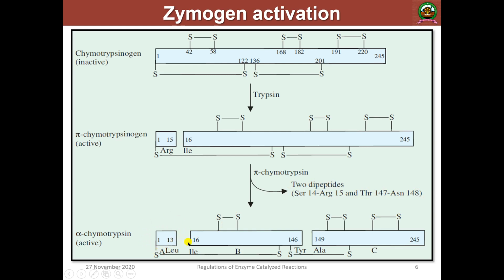Residues 1 to 13 is one fragment, then 14 and 15 are gone. 16 to 146 is another fragment, then 147 and 148 are also gone, then 149 to 245 is another one. So 1, 2, 3, this is what are the A chain, B chain and C chain. This is fully active. These 3 functional units together are known as alpha chymotrypsin. This is an active form.